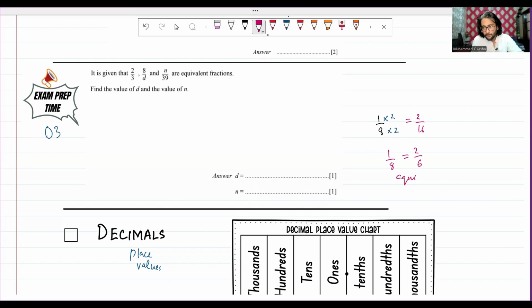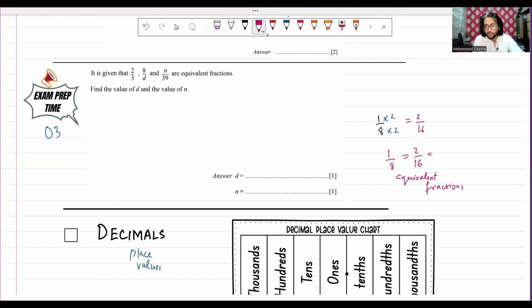Equivalent fractions. You can go back from here to here, just doing the cancellation, and you would end up where you started. If you divide both sides by 2, 2 divided by 2 is 1, 16 divided by 2 is 8. You'll get back to 1 over 8 where you started. There are unlimited equivalent fractions to a certain fraction.